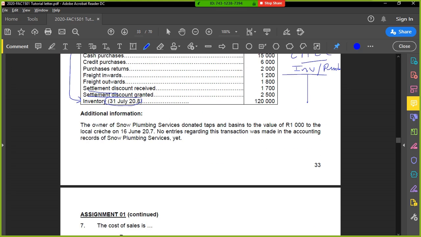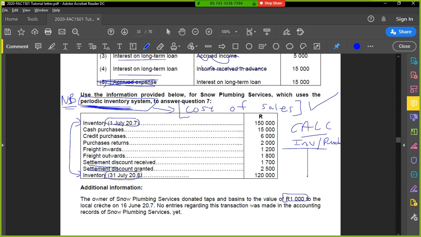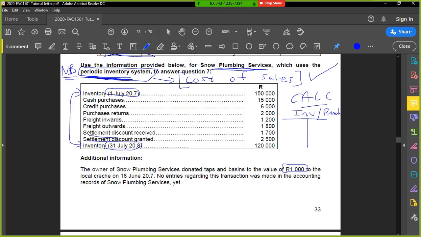The owner of Snow donated taps and basins the value of 1,000. What business are we running? A plumbing service business. So taps and basins for a plumbing service would be inventory. Do you agree? Yes. That's context. I've read the business, I know what they're doing. I know if they're taking or donating or using the taps and basins. That's part of the inventory, and they donated this to a local creche. Then they say no entries regarding this transaction has been made in the accounting records. So they've omitted the donation.